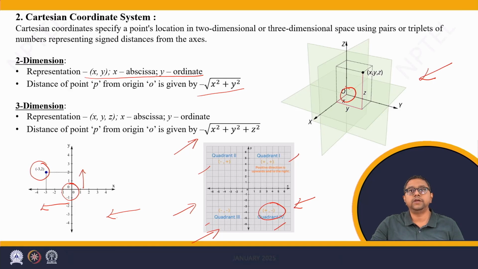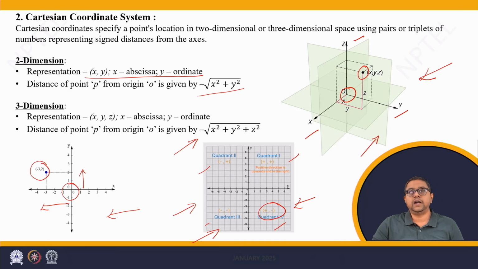This is the origin of the three-dimensional Cartesian coordinate system. Any point is given as a triplet x, y, z, with the three axes denoted by the x, y, z axis. The planes are shown in light green color.